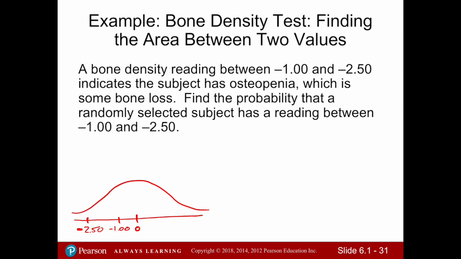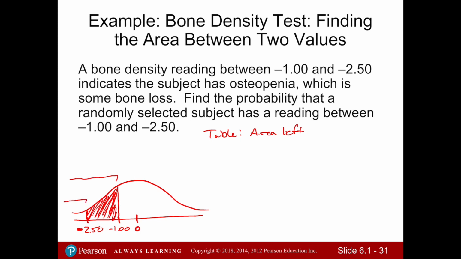-1.00, -2.50. And if I want the area between them, it's really talking about a shaded region, right? Some sort of smaller shaded region. And one way we can think about computing this is, well, if our table only tells us the area to the left, if I look up and find the area to the left of -1.0, I'll have overestimated my area.